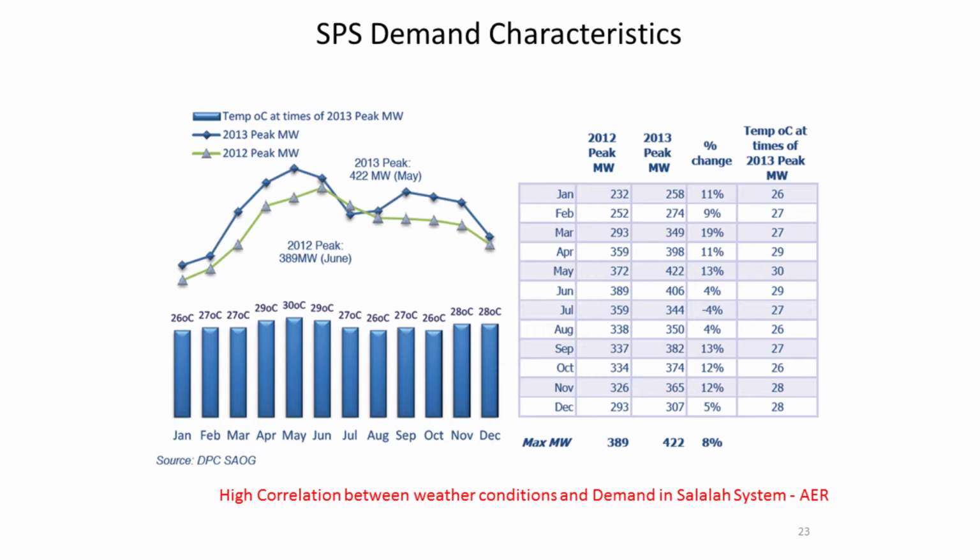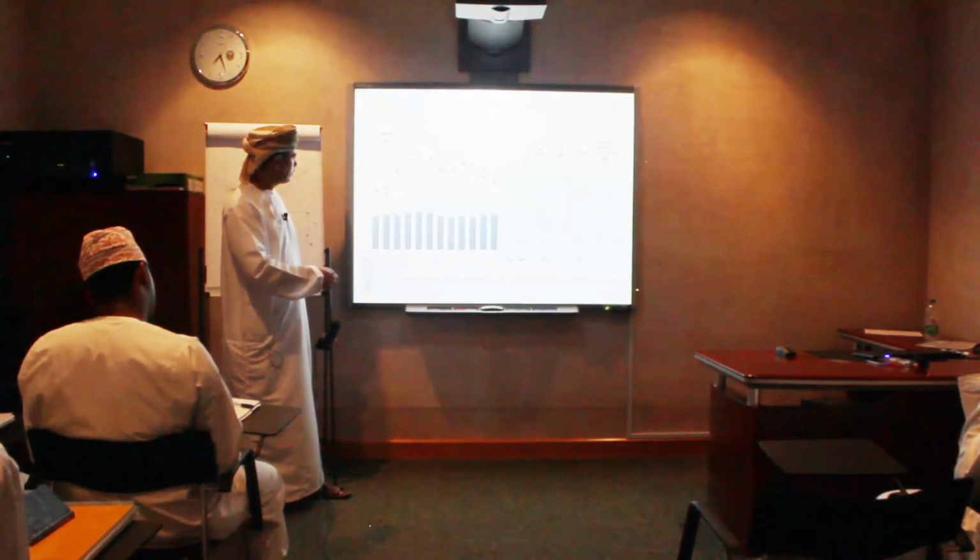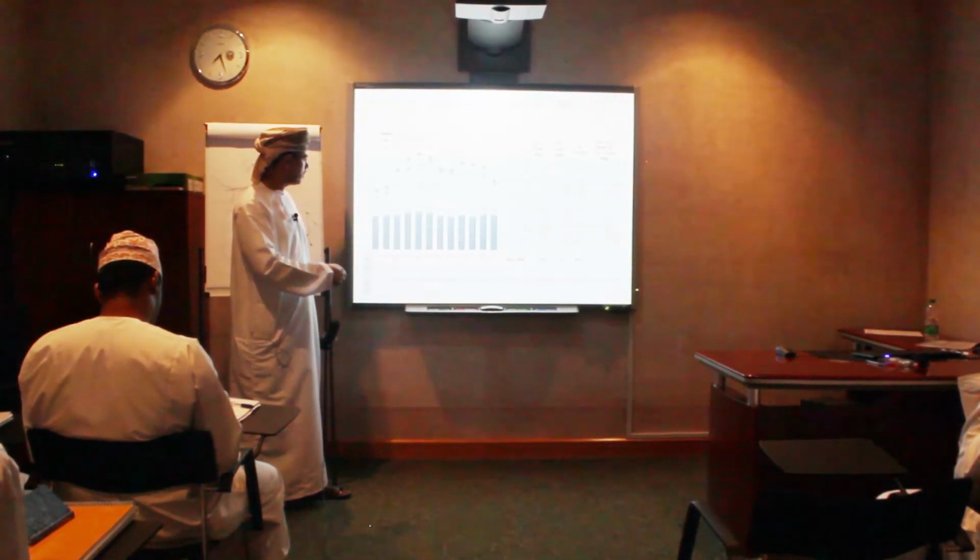The same thing is happening in Salalah. This is the Salalah power system demand. You can see the months, January till December, and the demand for different years. But just consider one year, 2013. You can see the demand is increasing. January is slow, February is slow. It's higher because we have higher temperatures. You can see the temperatures here. So temperatures are getting higher, demand is getting higher. In July, August, September, it's actually lower.